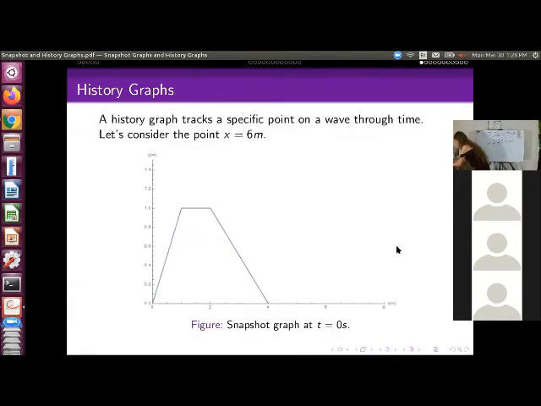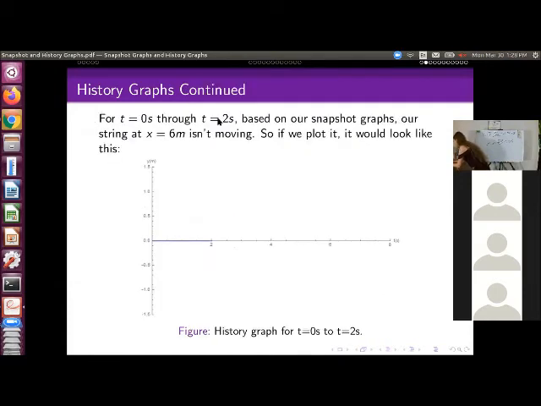So with our snapshot graph, we have our position in the y direction and our position in the x direction. For a history graph, we're looking at a specific x point in time. So we'll still have our amplitude we're graphing, but now it's time on the x-axis.